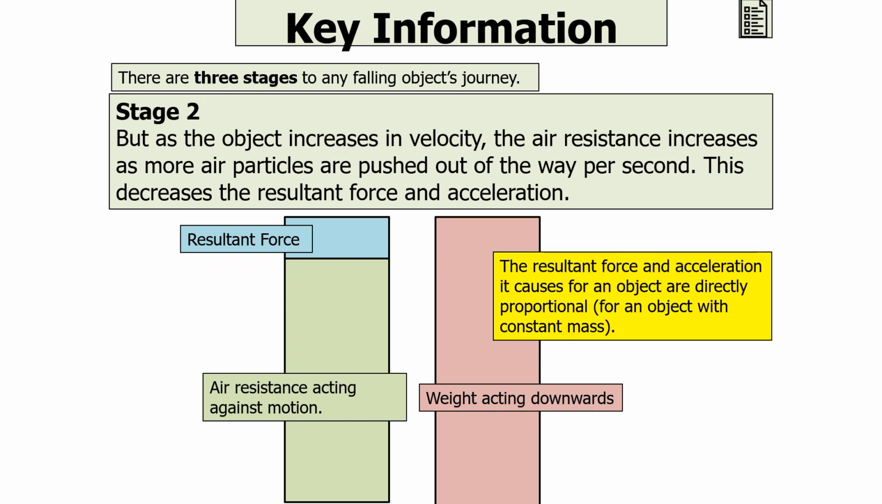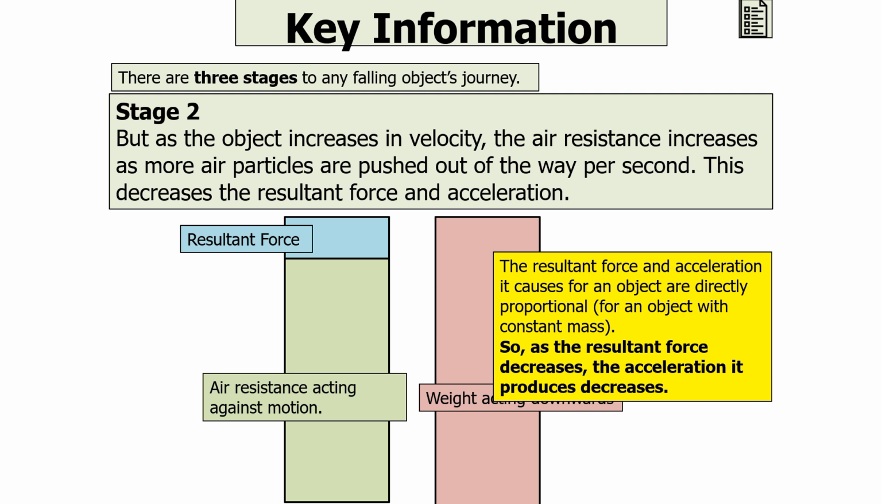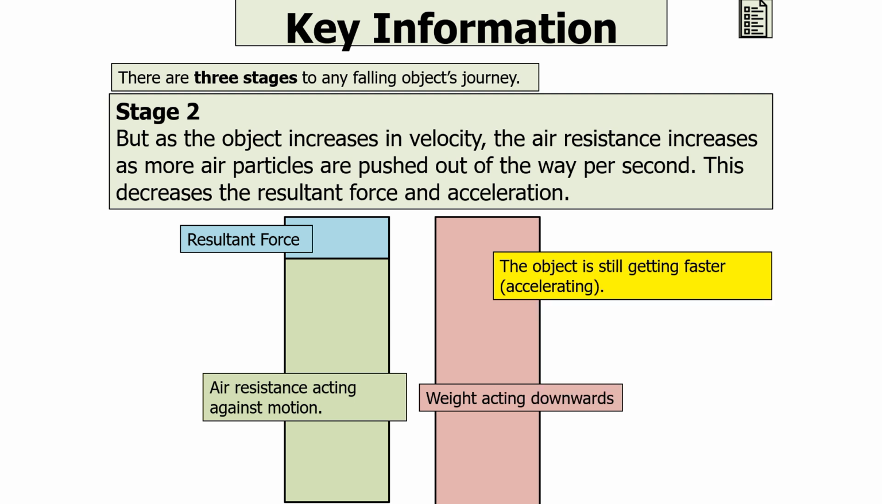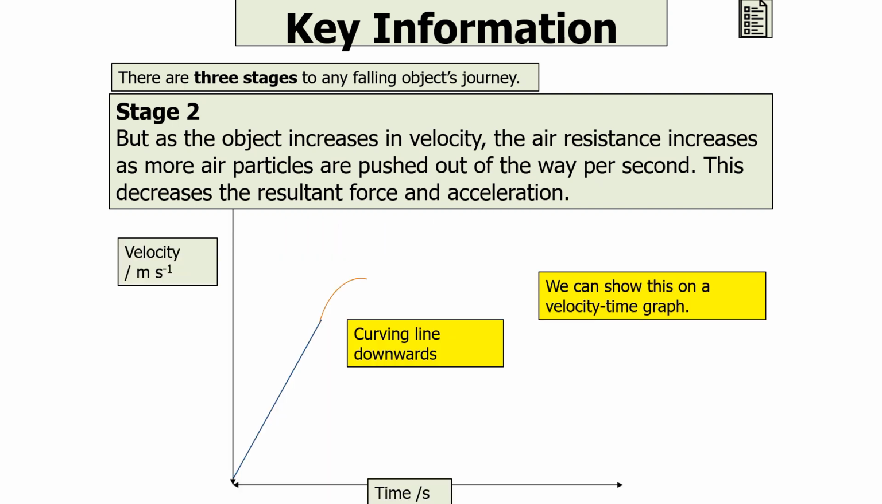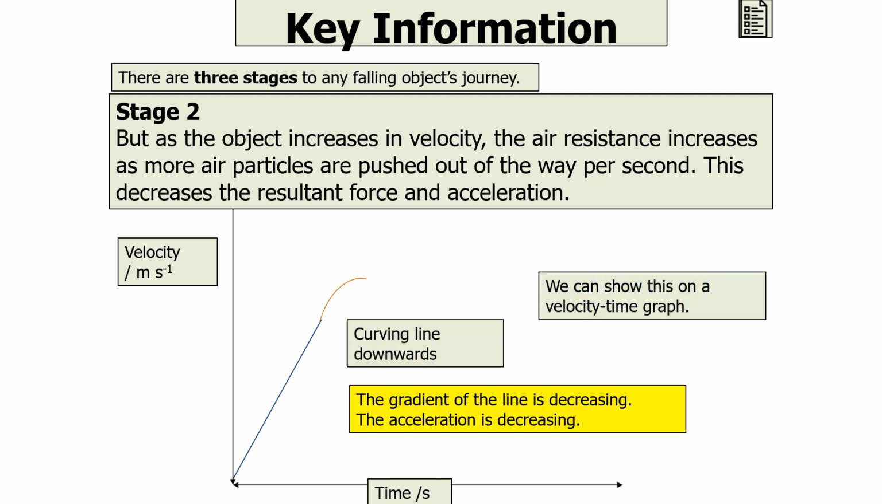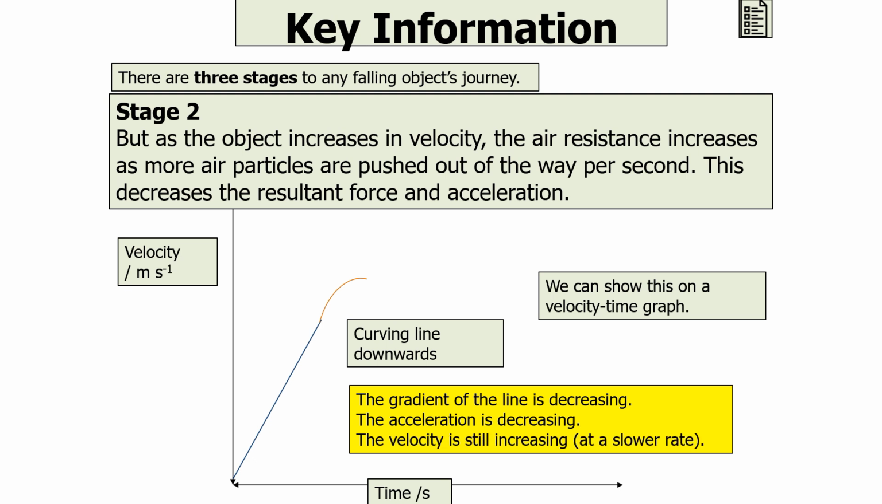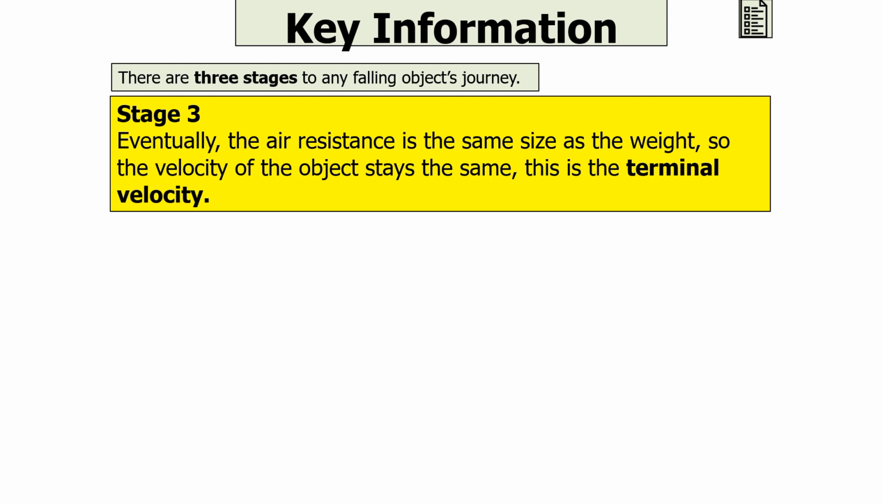The resultant force and the acceleration it causes for the object are directly proportional for an object with constant mass, which is Newton's second law of motion. So as the resultant force decreases, the acceleration it produces decreases. So the object is still accelerating, is still getting faster, but at a slower rate. So you observe this in our velocity time graph, with a curving line downwards. Because the gradient of the line is decreasing, the acceleration is decreasing, but the velocity is still increasing but at a slower rate. This leads on to stage 3.